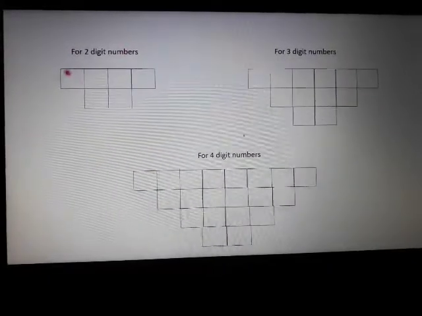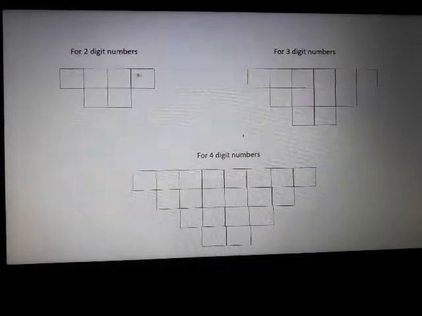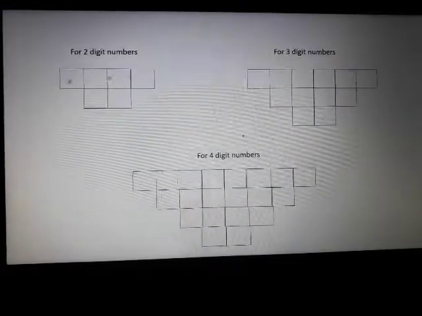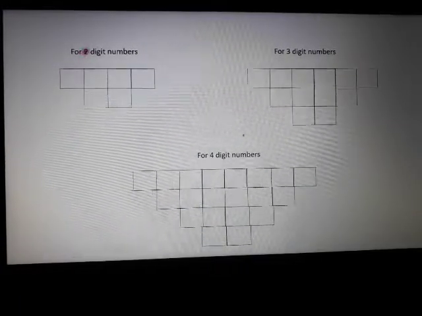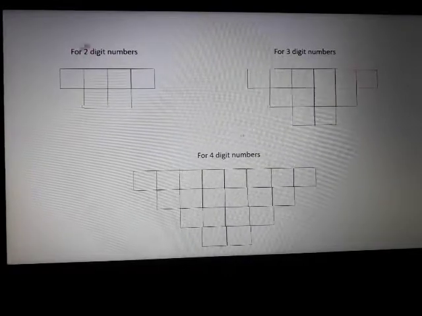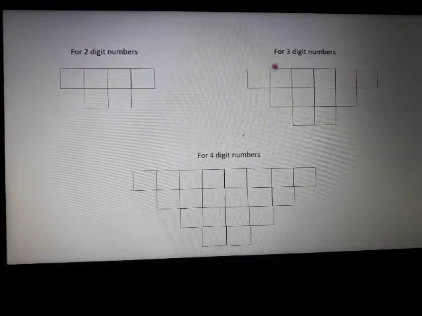For 2-digit numbers, we have the inverted pyramid like this. You can see over here in the first row we have 4 boxes, because the maximum number of places for the square of a 2-digit number is 4.